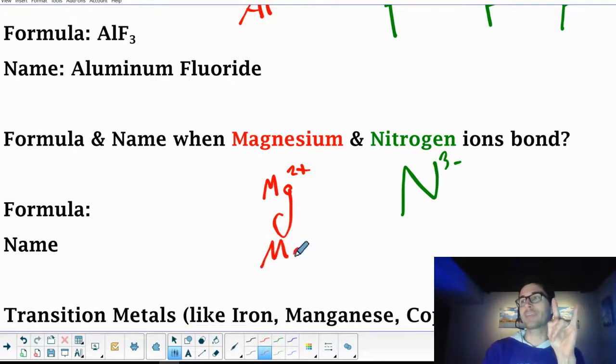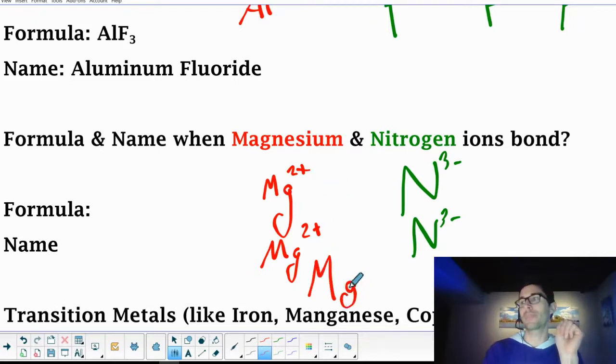We have 3 minus charges and 2 positive charges. So I add another magnesium. We're now at 4 positive charges and 3 minuses. Well, that's not going to work. I need to add another nitrogen. Oh, now I'm at 6 negative charges and 4 positive charges. Well, let's just add another magnesium.